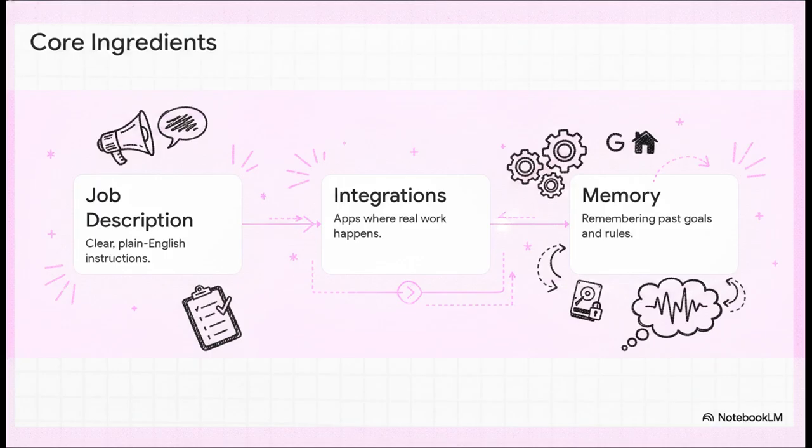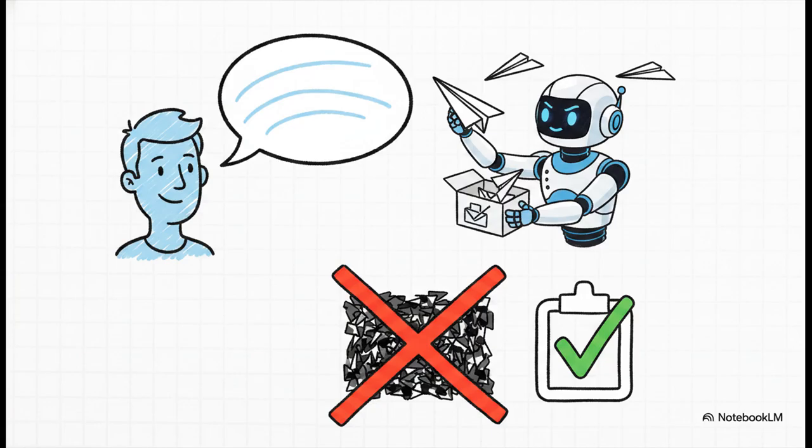Third, persistent memory. You need to show the audience how the agent remembers past goals and business rules. For instance, if you tell it once never to email a high-ticket client on a Sunday, it remembers that constraint forever. It literally gets smarter over time. For example, you want to show yourself typing a command exactly like this. "You are my outreach manager.